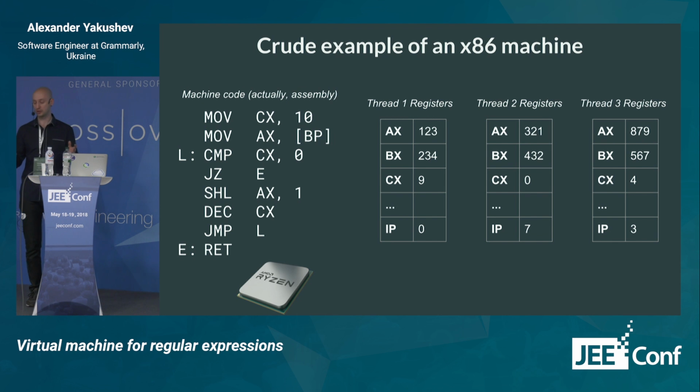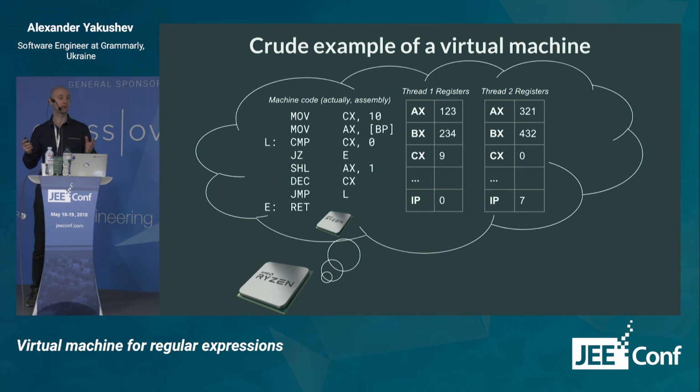How does the virtual machine look like? Well, it's kind of similar. You still have a CPU, but instead of executing this code and tracking these registers on the hardware level, it does that on the software level, so it's kind of emulation. This CPU knows that it has some code that it needs to execute, and it knows about the threads, and it chooses which thread to execute first. So yeah, it's emulation of sorts.